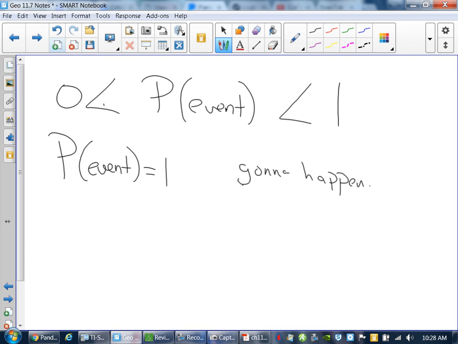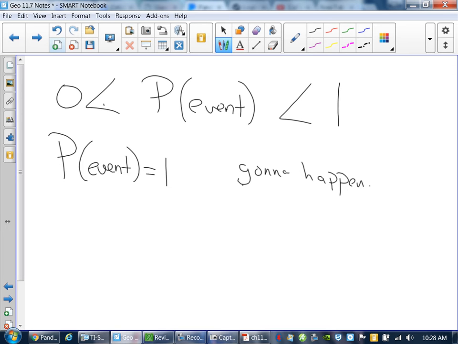So if your probability is 1, it means it's going to happen. So the probability of having homework is 1. What it means is that it's a certainty. So the probability of something happening is 1 means you're going to have homework.